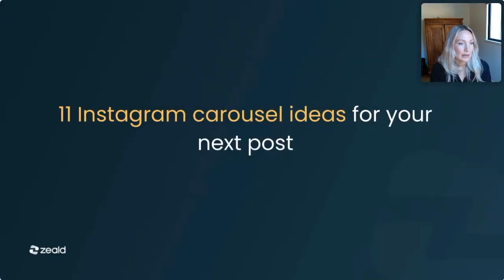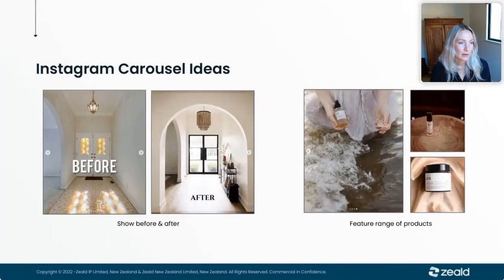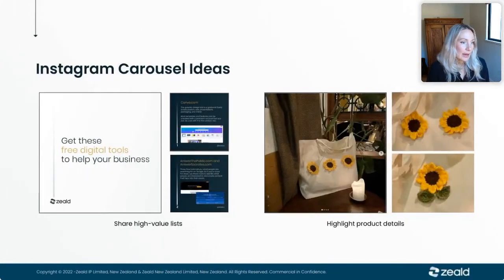And then I just want to also share some more carousel ideas besides video. So again, this is a series of photos. It has become more relevant on Instagram and on Facebook as well. So here are some ideas of actual posts that you could be sharing. For example, you could be doing a before and after post. You could be sharing a range of products, so not just one product. You could be doing a showcase of several products, which could look something like this on the right-hand side here. Then you also could be sharing some high-value content. This is one of our posts here on the left, where we shared free digital tools to help your business.